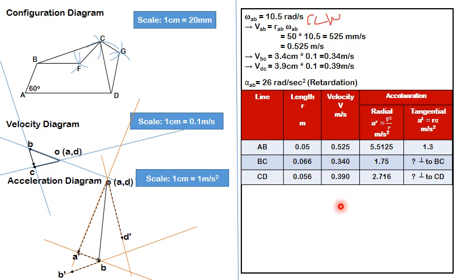Now, for these two, I don't have magnitude, but I know the direction. So simply draw lines perpendicular to the earlier one, BB dash and OD dash. They will intersect at a certain point, and that point of intersection is the common point between these two, that is point C. So that's what I have done. I had drawn a line perpendicular to OD dash and perpendicular to BB dash, and this point of intersection is C. So I have completed the acceleration diagram, and finally draw the resultant BC and DC. That completes your acceleration diagram.